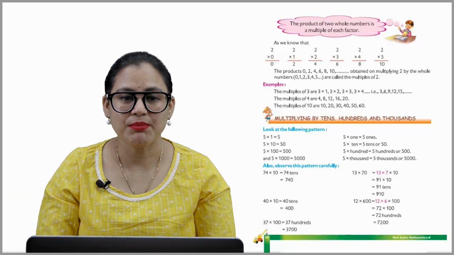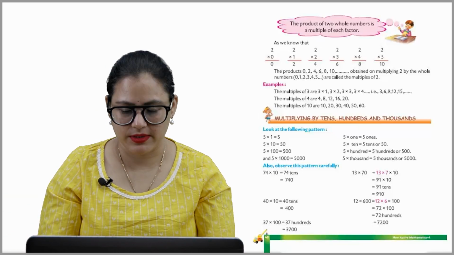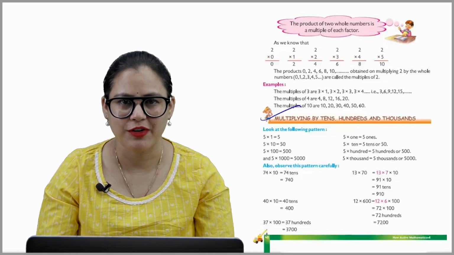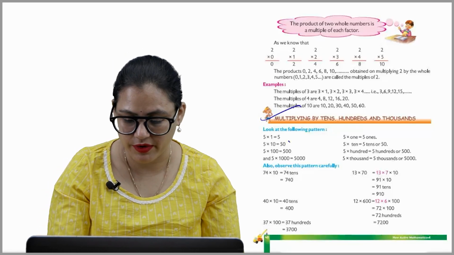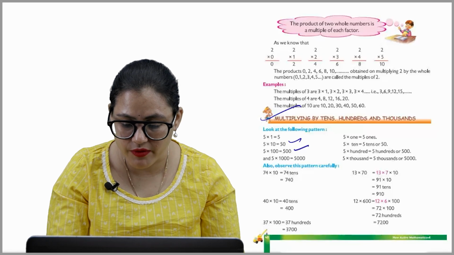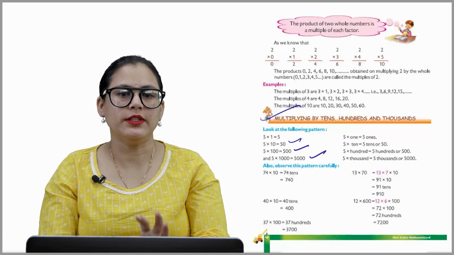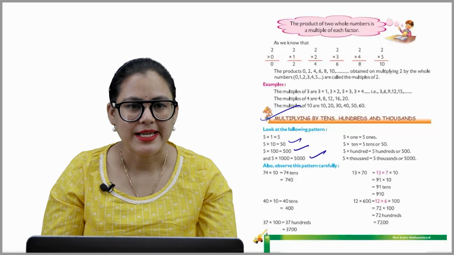Multiplying by tens, hundreds and thousands. Look at the following pattern. 5 into 1 is 5. 5 into 10 is 50. 5 into 100 is 500 and 5 into 1000 is 5000. Also observe this pattern carefully.